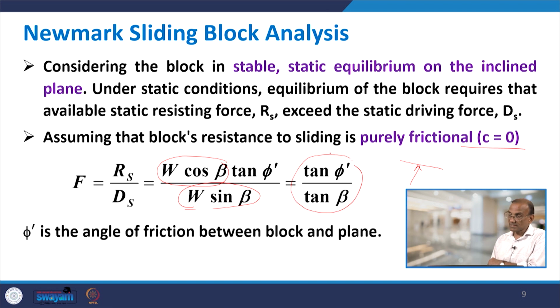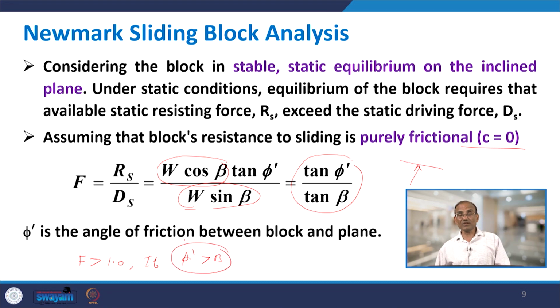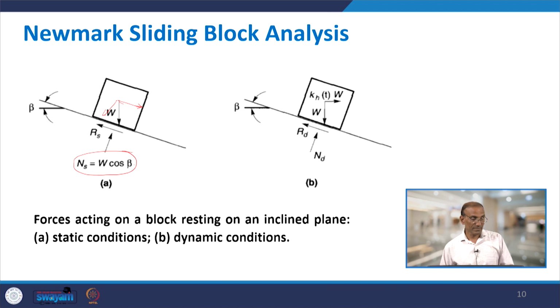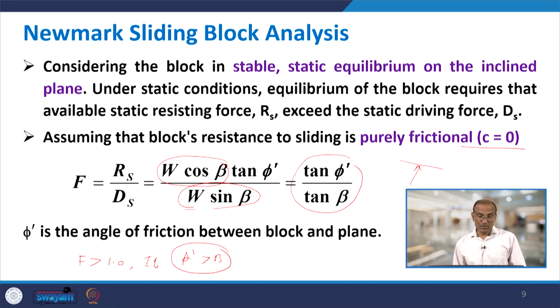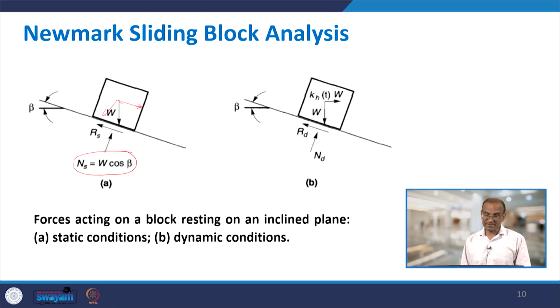So, simply in this case F will be greater than 1 if phi is greater than beta. As long as the friction angle is more than the angle of inclination of this plane, beta, the factor of safety is going to be more than 1. So, no issue. But if phi is less than beta, then the factor of safety will decrease and instability will come. So, this was all about the static case.